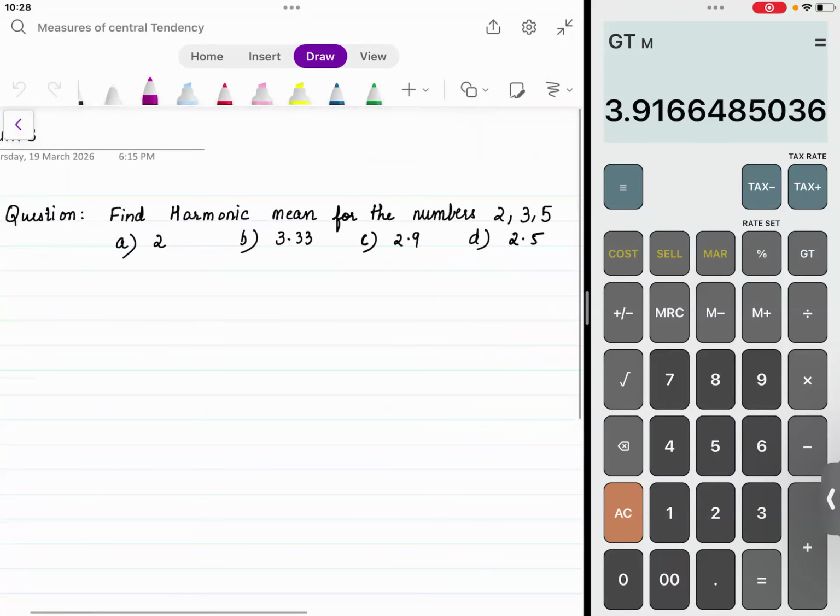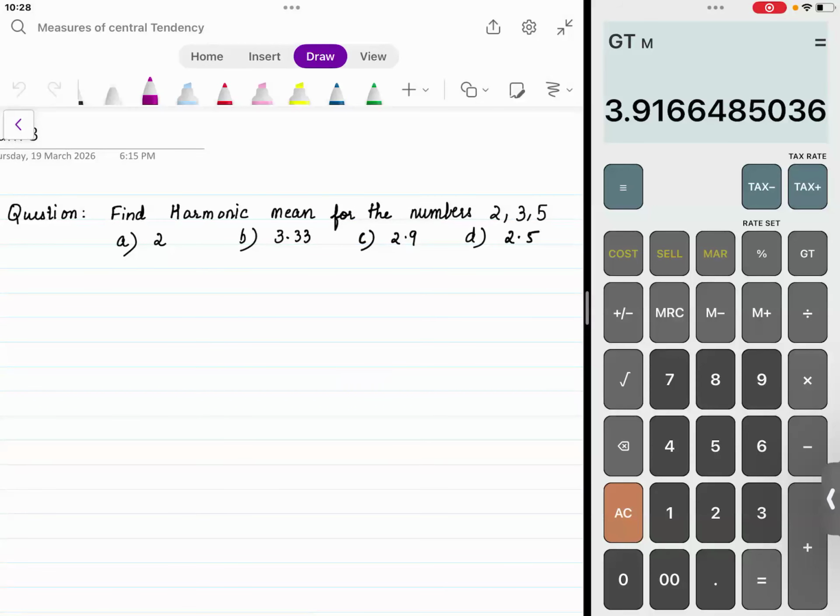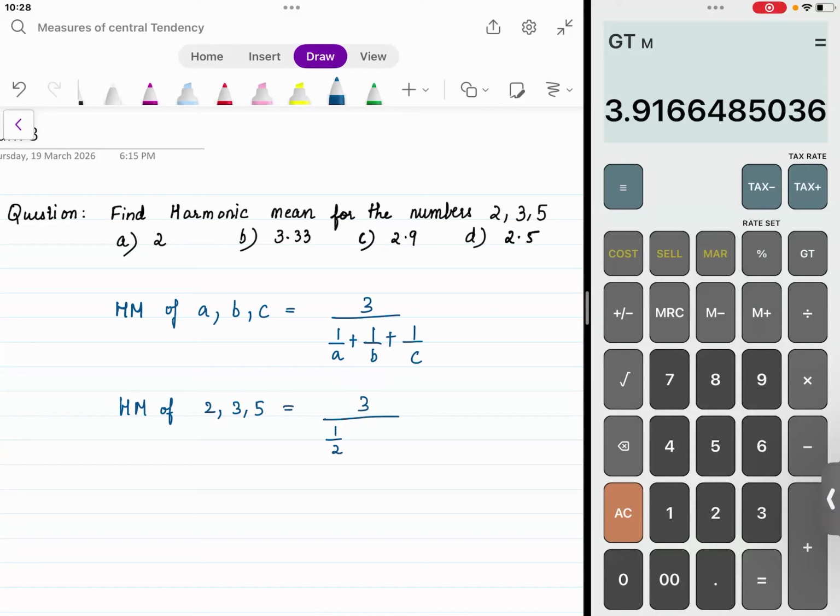Third question, they're asking us to find the harmonic mean of three numbers. How do we find harmonic mean of three numbers? Let us write down the formula. Harmonic mean of A, B, C is equal to 3 divided by 1 by A plus 1 by B plus 1 by C. So how do we get harmonic mean of 2, 3 and 5? There are three numbers. So 3 divided by 1 by 2 plus 1 by 3 plus 1 by 5.